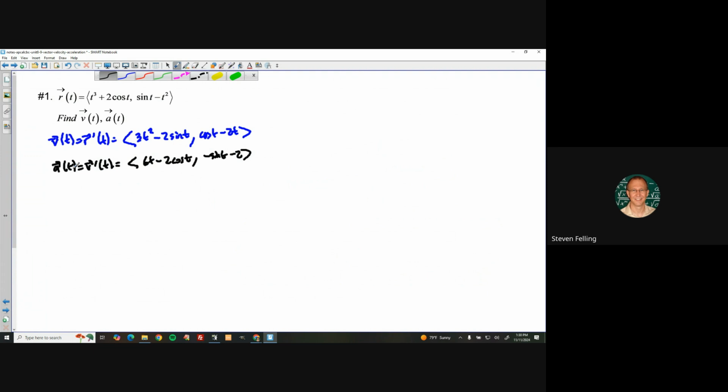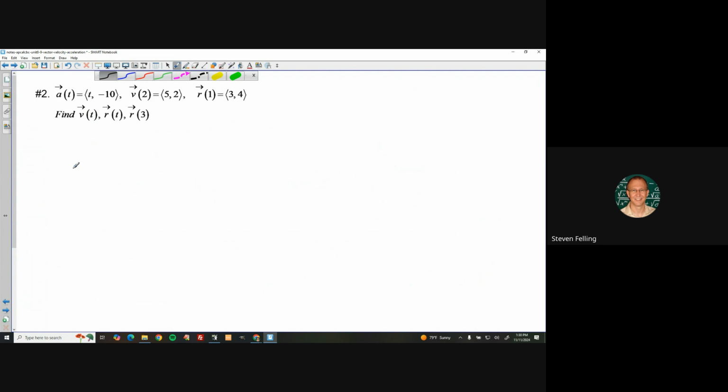Okay, it's a little more work to go the other direction. If you're given an acceleration and you want to go to velocity and to position, then you have to have some additional information to fix up the integration constants. So if we wanted to go from integration to velocity, the velocity vector is going to be the integral of the acceleration vector. So that means that we're going to take the antiderivative of t, which is 1/2 t squared, and I'm going to put an integration constant. And the antiderivative of negative 10 is negative 10t plus an integration constant.